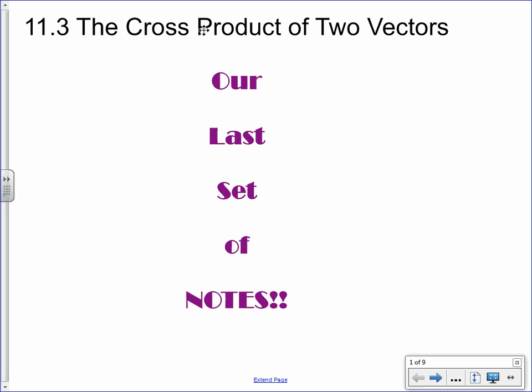So I'm going to remind you how to take the determinant of a 3x3 matrix, because we will need that to help us with cross products. Okay?